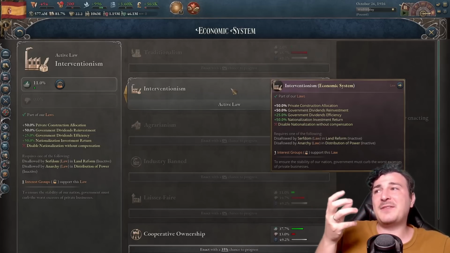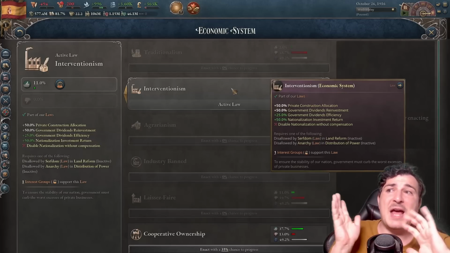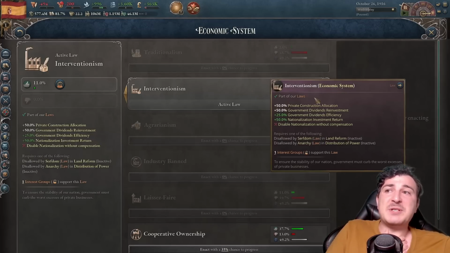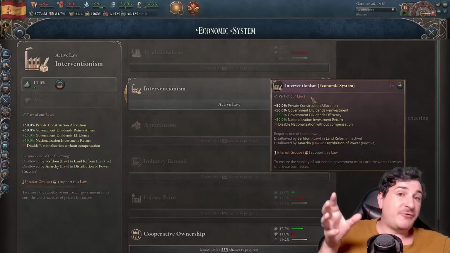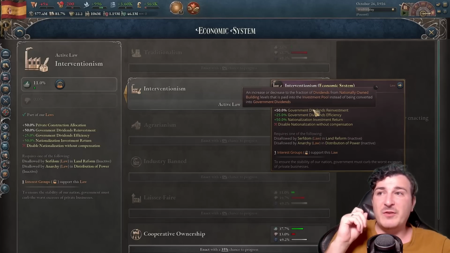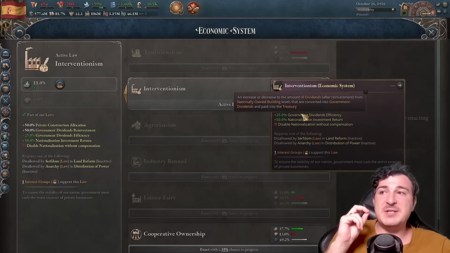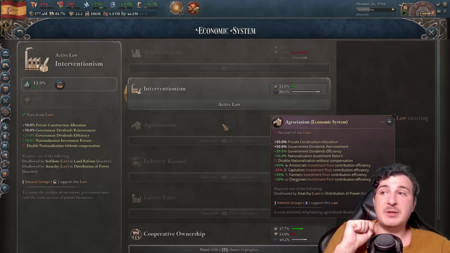Interventionalism is kind of like the middle ground here. Doesn't offer any amazing buffs, but it doesn't have any debuffs. It gives 50% of the construction sectors to the private sector, and 50% you can use for yourself to build buildings yourself. You also have government dividends, reinvestment 50%, and you cannot nationalize buildings without paying for those buildings getting nationalized.